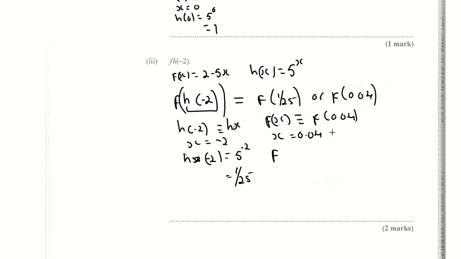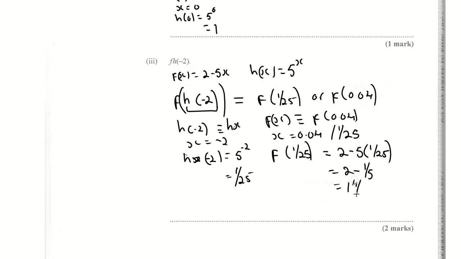So f of 1 over 25, whichever one that you put. So f of 1 over 25 or 0.04 would be 2 minus 5 by 1 over 25. 5 goes into 25 five times. So it's 2 minus 1 over 5, which equals 1 and 4/5.